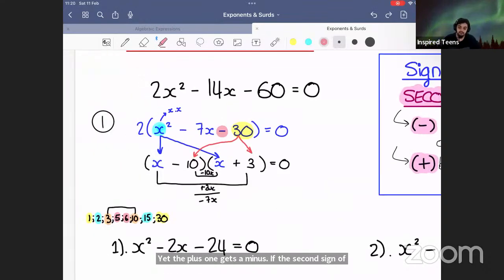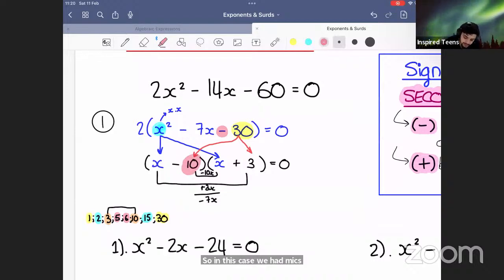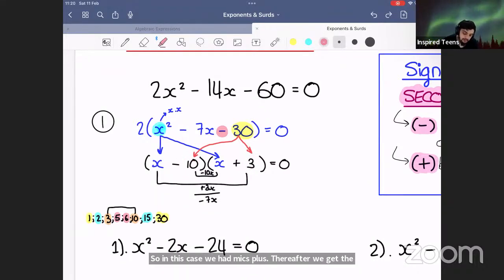Okay, so in this case, we had minus plus. Thereafter, we get the factors of the last term to put it in the last places of the brackets. Factors of the last term are 1, 2, 3, 5, 6, 10, 15, and 30. So now how do I determine which factor I choose?